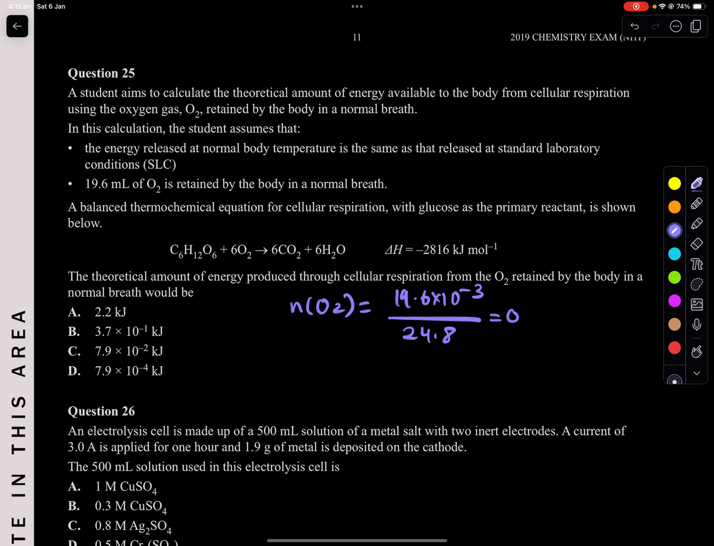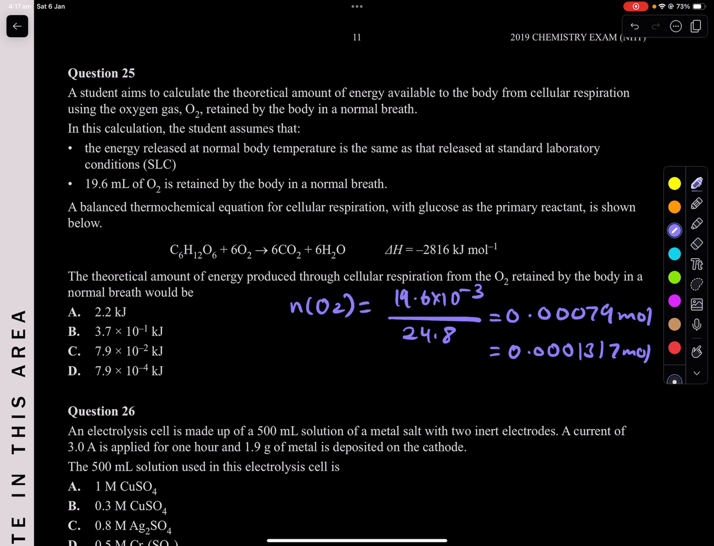That's going to be 0.00079 mole. So we have the number of moles of oxygen, but be careful. We want 1 mole of oxygen. Here we have 6 moles, so we need to divide it by 6. A lot of students might forget about that. So make sure you divide it by 6, which is going to be 0.000131 mole.